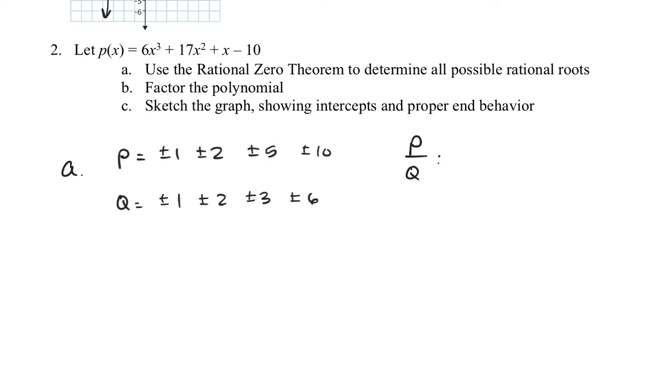I haven't done one like this in a while. The way I've instructed back in Unit 2 is you take one value of P and divide it by all the values of Q. So 1 divided by all of these: 1 divided by 1, 1 divided by 2, 1 divided by 3, and 1 divided by 6. And then you move over to the next value, 2 divided by 1, 2 divided by 2. So it's going to be a lot longer list for P divided by Q. That's plus or minus 1, plus or minus 1/2, 1/3, and 1/6.